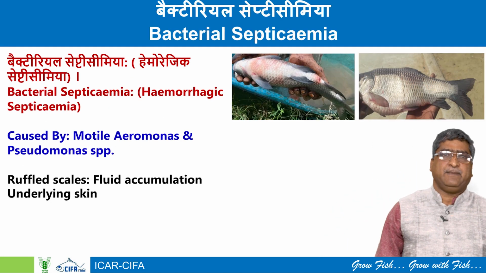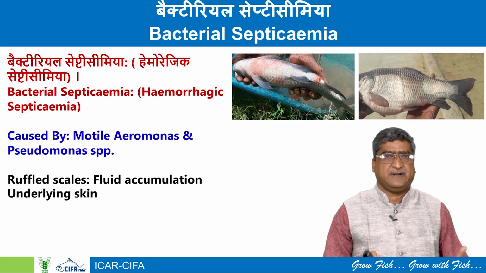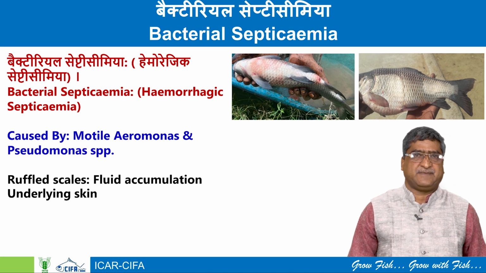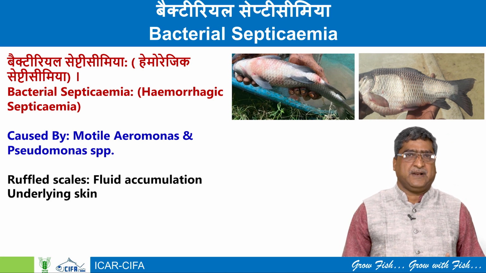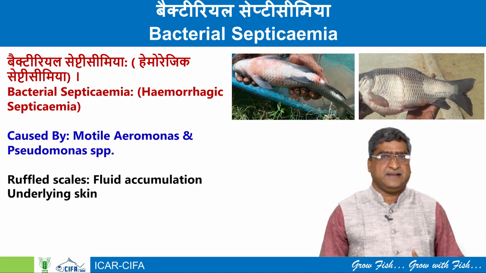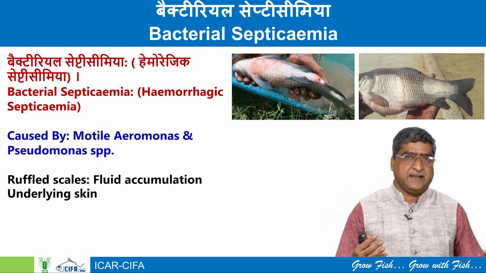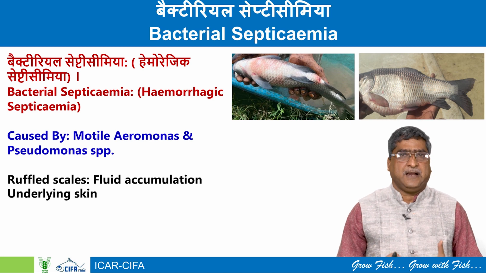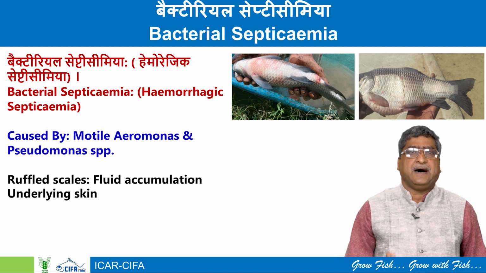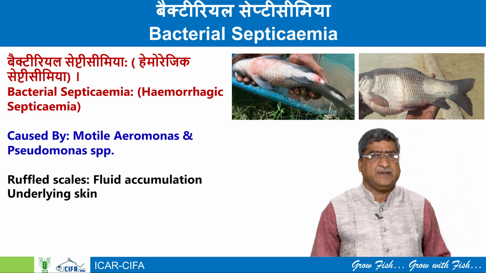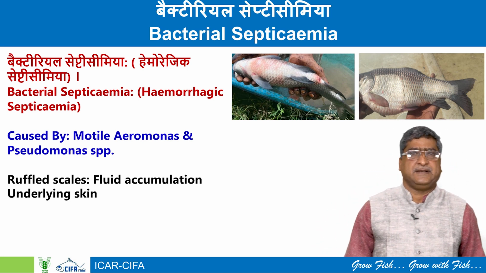Another disease called Bacterial Septicemia. It is a systemic disease, also called Hemorrhagic Septicemia. It is caused by motile Aeromonas, and Pseudomonas is also involved in this. We will find ruffled scales, and fluid accumulating under the skin. And here it sometimes becomes severe, and most of them die.